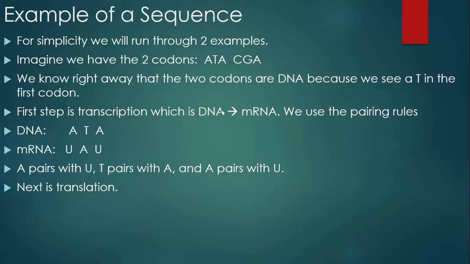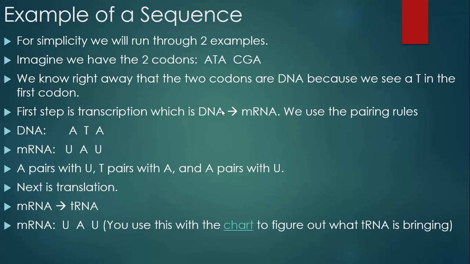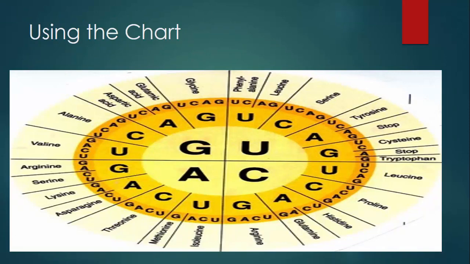And next is translation. This is when we're going from mRNA to tRNA. So once you have UAU, we can use the chart to figure out what tRNA is bringing, and we can do that on the next slide. So we have U pairs up with A pairs up with U pairs up with A. We have to use mRNA when we use this chart. And when I look back, I see it's UAU. I start in the middle here. I start at U. My next letter is A, which is right here. Now I'm looking for one of these four letters. The last letter was U. And right here, I have what I am looking for, which is tyrosine.